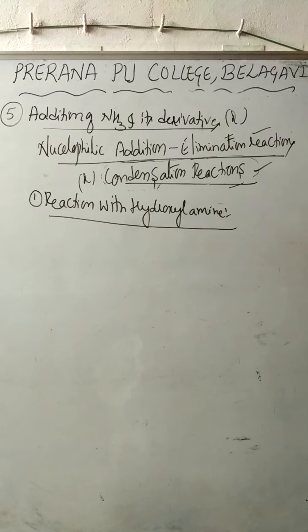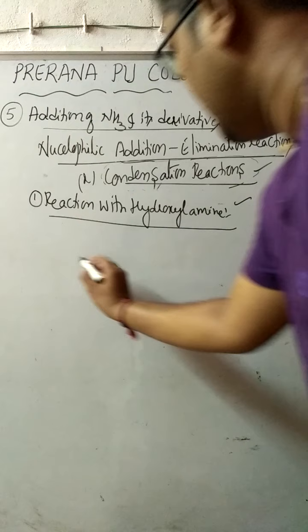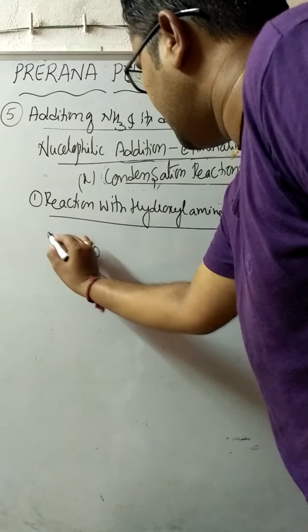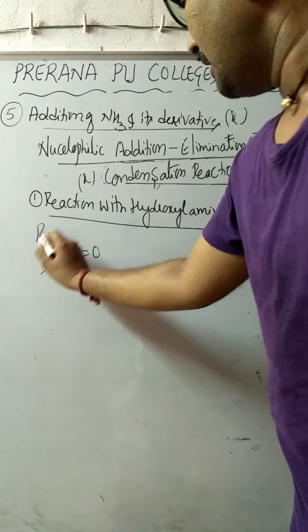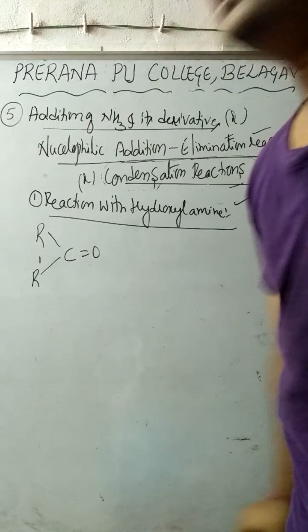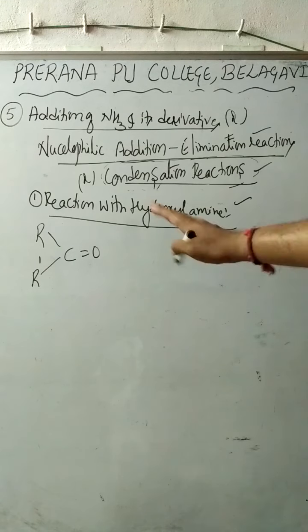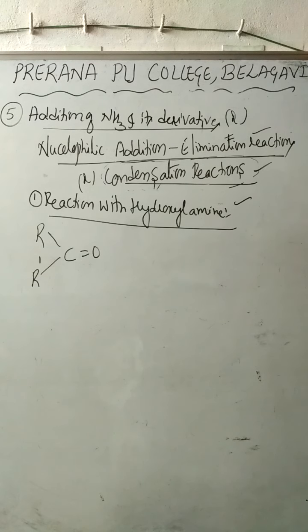So, let us discuss the first one, reaction with hydroxylamine. Here it can be either an aldehyde or a ketone. Hence, I have taken it in the general form. I will take it as R and R dash. So, this is in the general form. Either it can be an aldehyde or it can be a ketone.